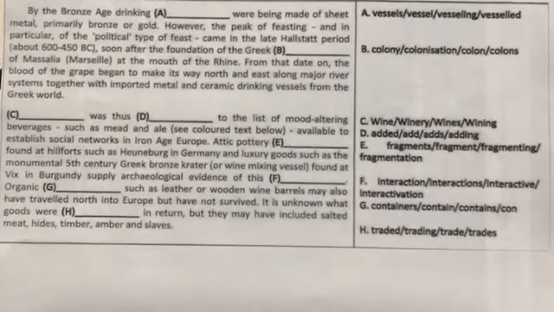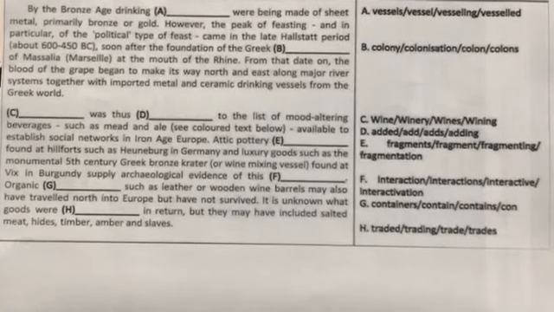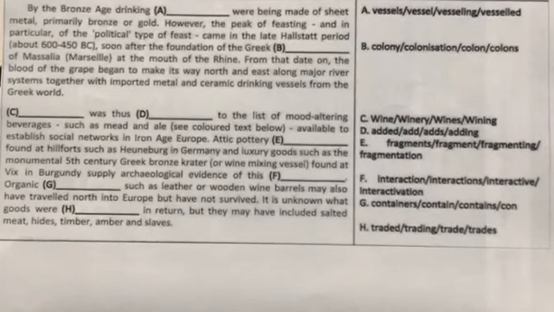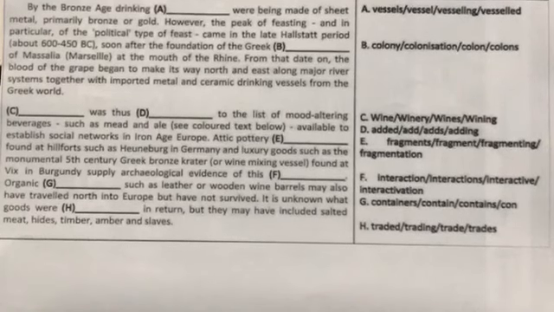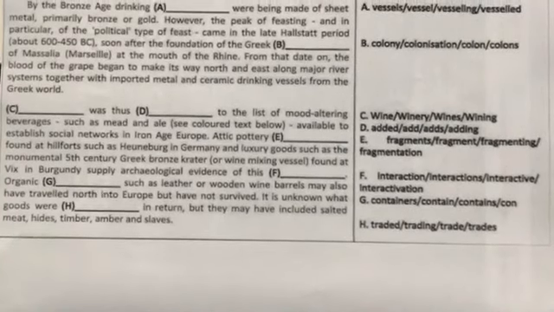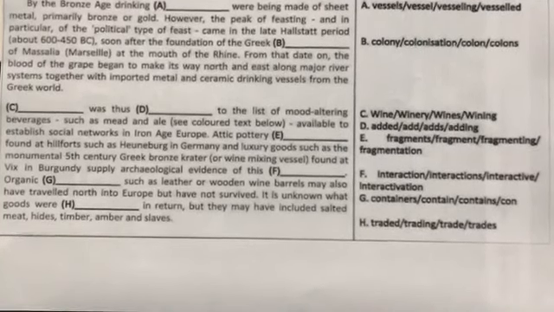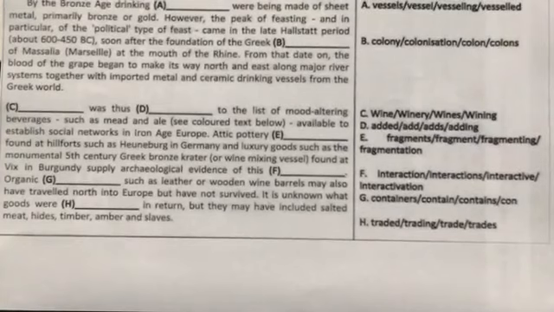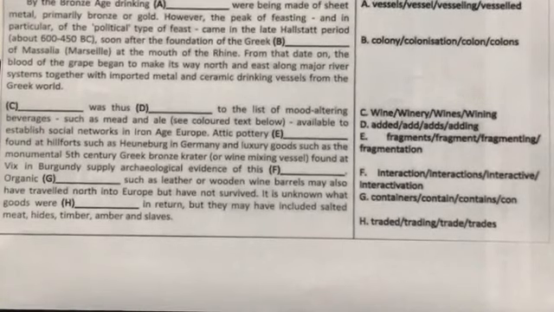It's not like whining and dining. And also they are clearly saying mood altering beverages. So wine is a beverage. Winery is not a beverage. Wining is not a beverage. And wines cannot fit. Exactly. Wine was thus D, added to the list of mood altering beverages.